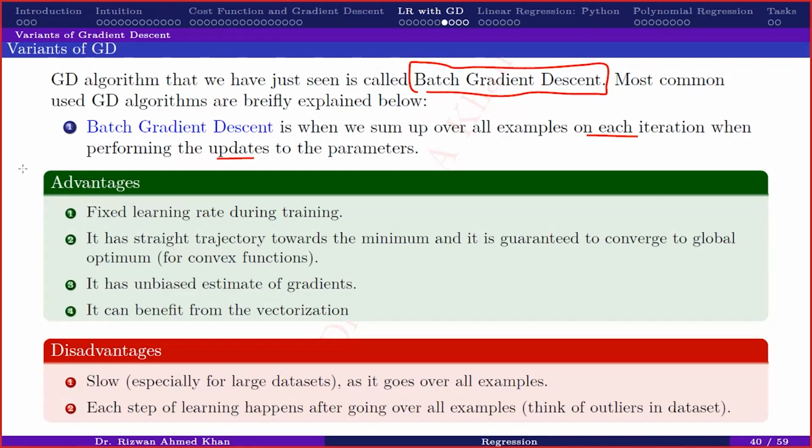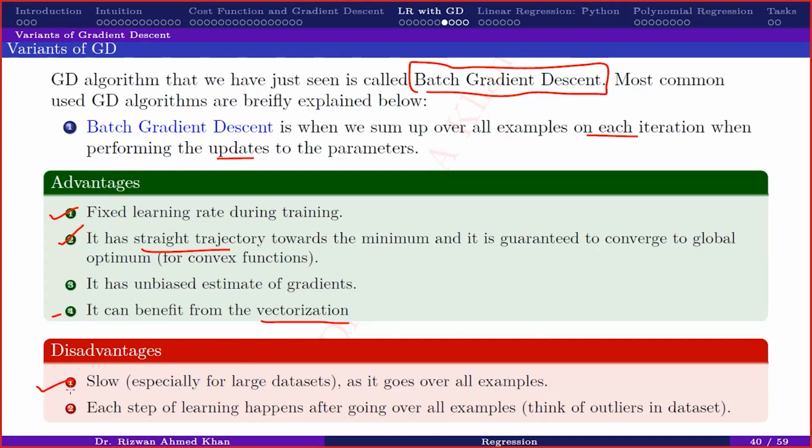Let's say there are 100 examples in the data set; weight values will be updated after looking at all 100 examples. The advantage of batch gradient descent is a fixed learning rate. You don't need to change the learning rate. It has a straight trajectory; I will discuss what I mean by that, so don't get confused. It has an unbiased estimation of the gradient, and it can benefit from vectorization. Vectorization is parallelization of your code, so a lot of things can be done in parallel.